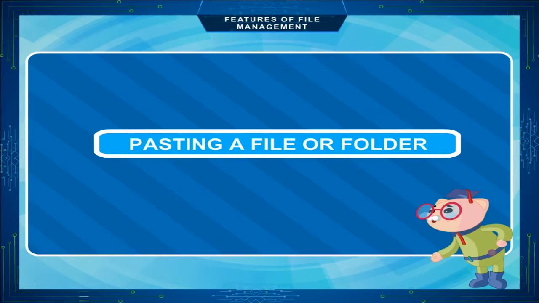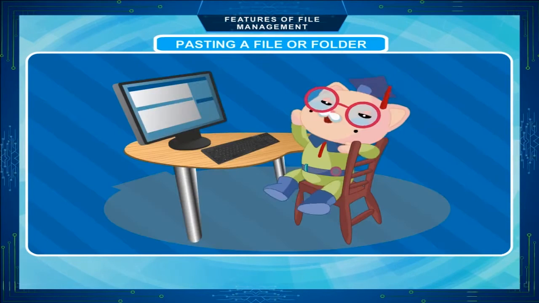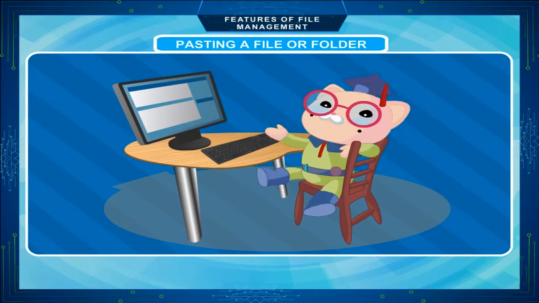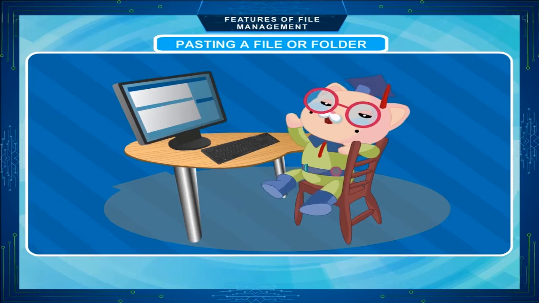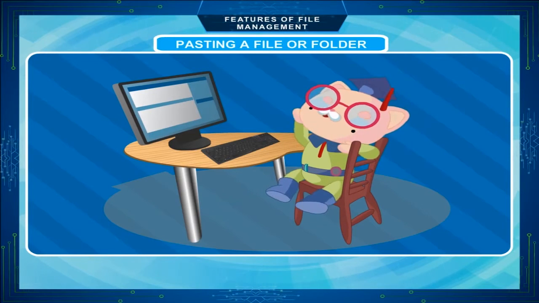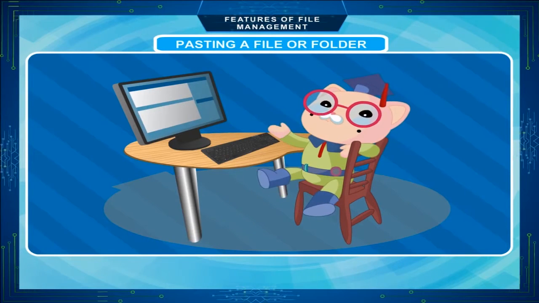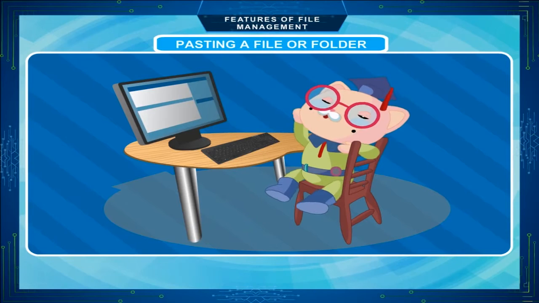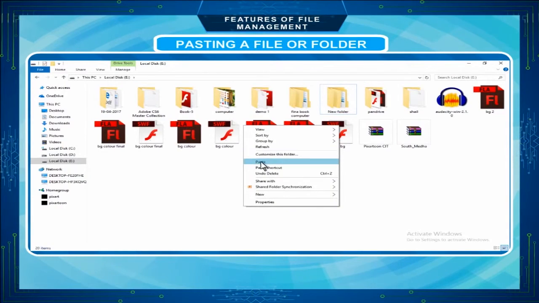Pasting a file or folder. Once you copy a file or folder, it requires to be pasted where you want to keep the duplicate of it. By use of copy command, the file or folder goes to a hidden temporary memory known as clipboard. So if you have copied any file or folder, you can paste it at many places by using paste command.